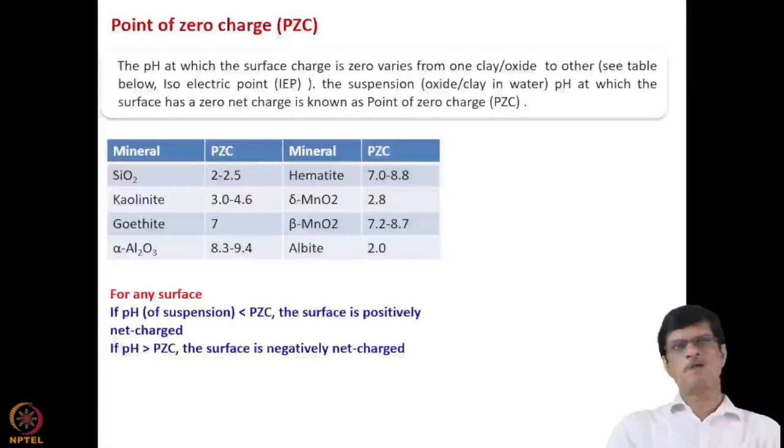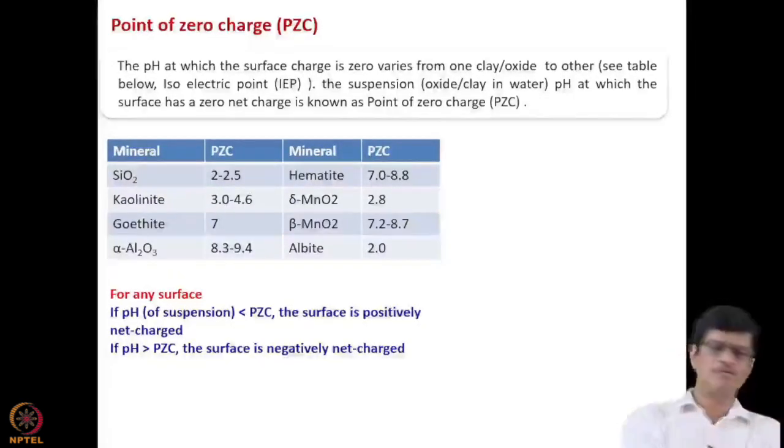Now, one important parameter which is considered in the case of clay minerals is the point of zero charge, commonly known as the PZC, which will be discussed in this slide. So what is the point of zero charge? That is the pH at which the surface charge is zero. It is neither positive charge nor negative charge. That point is called the point of zero charge, and it varies from one clay or oxide to another.